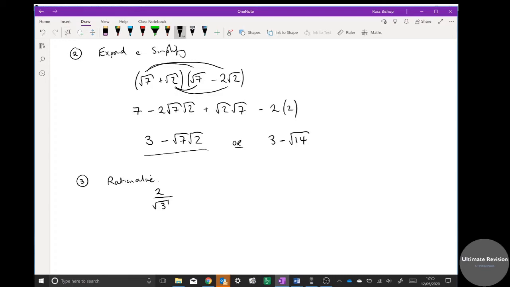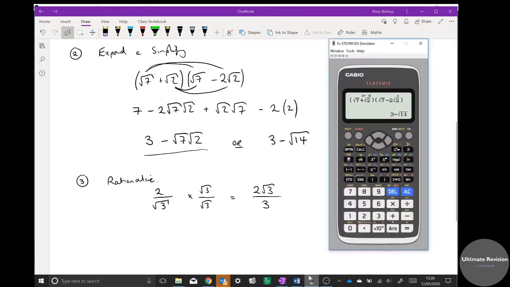So in order to do that, to keep the fraction the same, I need to times by 1, and I need to times by root 3 over root 3 because that's the same as timesing it by 1. I'm not changing it, but that will eliminate the surd on the bottom. So again, on the top I've got 2 root 3, and on the bottom I've got 3.